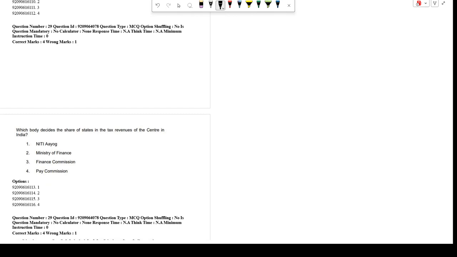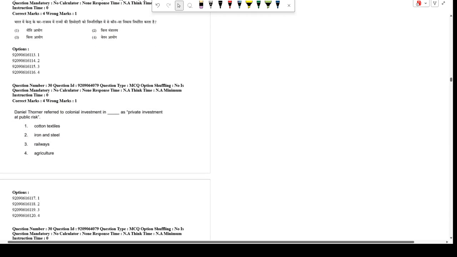Question 29: which body decides the shares of the states in the tax revenue of the center in India? The share of states in the tax revenue of the center in India is determined by the Finance Commission. The Finance Commission is a constituted body established under Article 280; you need to know this. Let's move on to question 30.